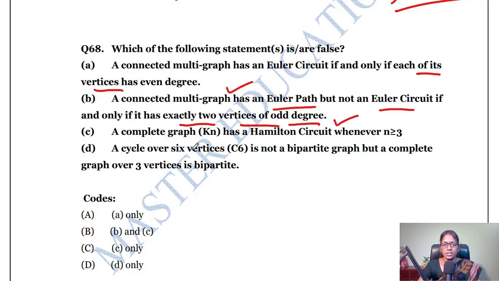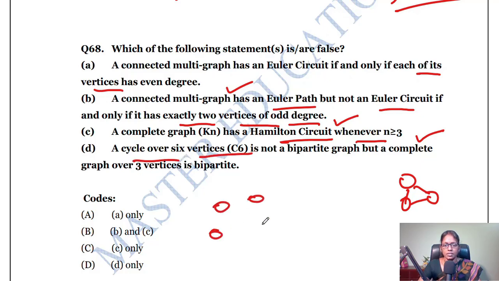And the next one is, a complete graph has a Hamiltonian circuit whenever n is greater than or equal to 3. So that's also correct. A complete graph is possible whenever you have 3 vertices or more. And the next one is, a cycle over 6 vertices. So okay, 3, 4, 5, 6. A cycle over 6 vertices is not a bipartite graph.